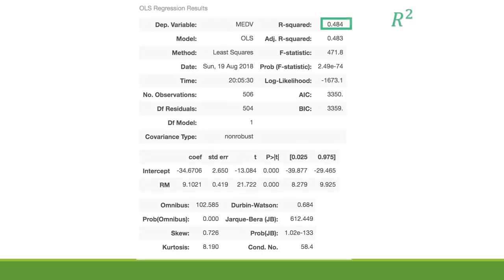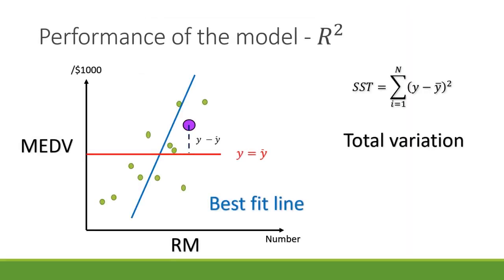Finally, we need to pay attention to R-squared from the output of summary. R-squared is an important measure of performance of the model. First, we compute the variation of y without the model, which is the sum of squared deviations of observed y from the mean of y. We denote it as SST.